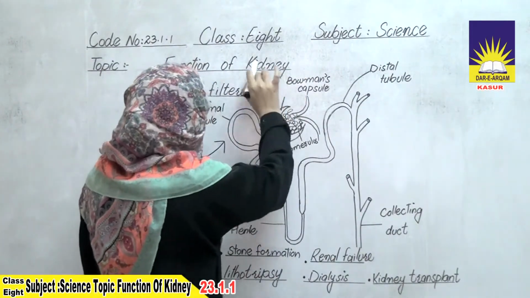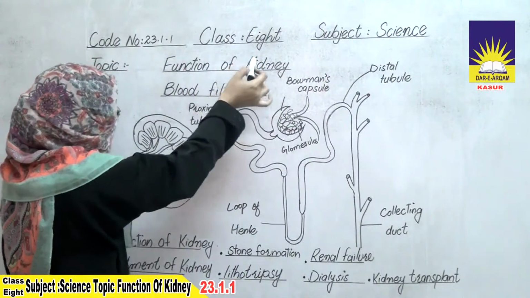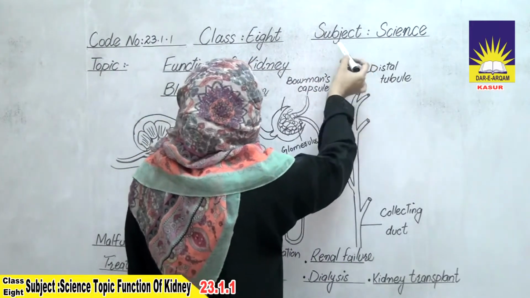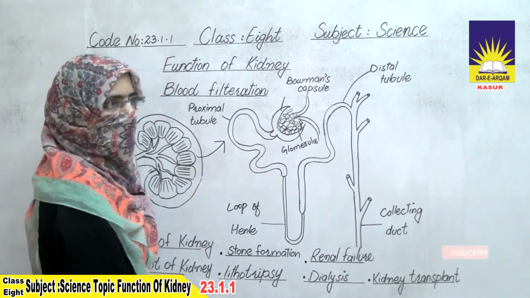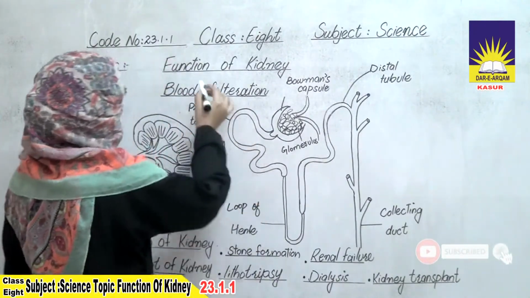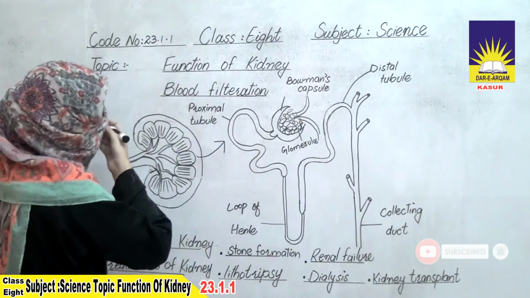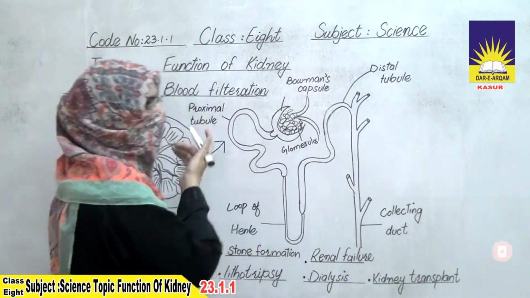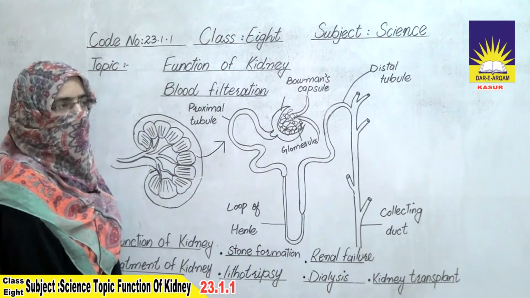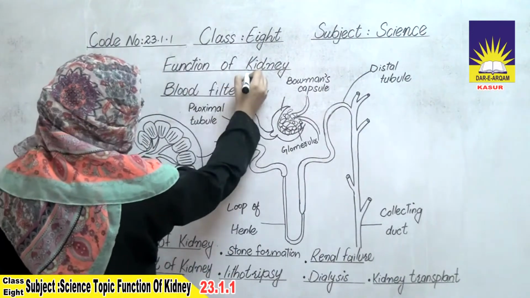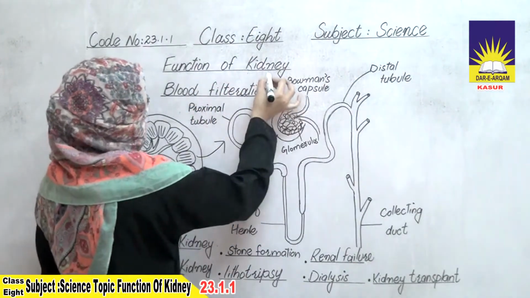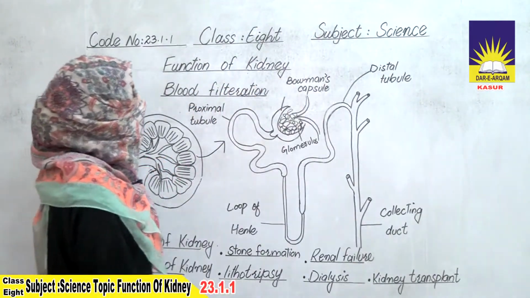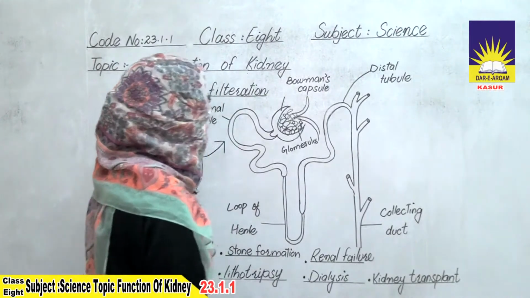This topic is from class 8, subject science. I take this topic from chapter 1, human organ systems, from the excretory system, which is function of kidneys. Now we talk about what the functions of kidneys are.